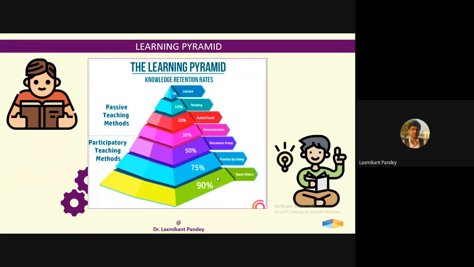So if you look at that, you can classify the teaching pyramids in two main categories. One is called the passive teaching methods. You can say these are the older methods, and the second is called the participatory teaching methods. These two things are very important. So what is the difference between them? As I told you, the older teaching methods are mainly teacher centric. Those methods were not student centric.